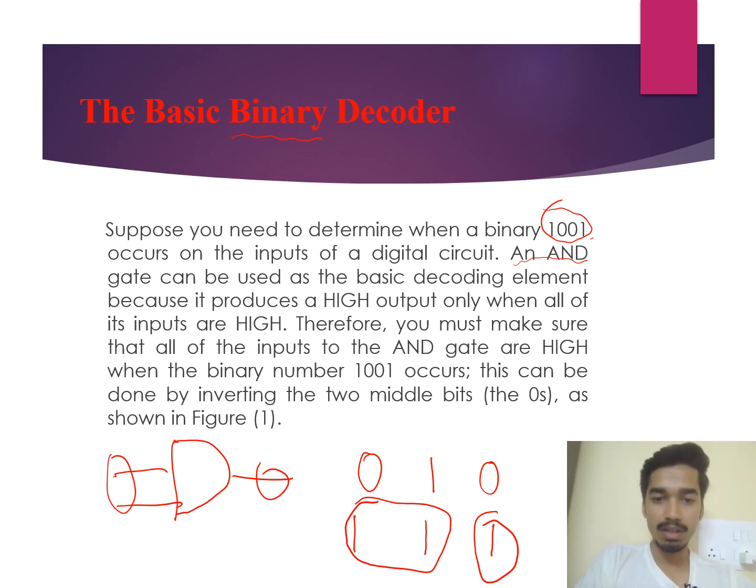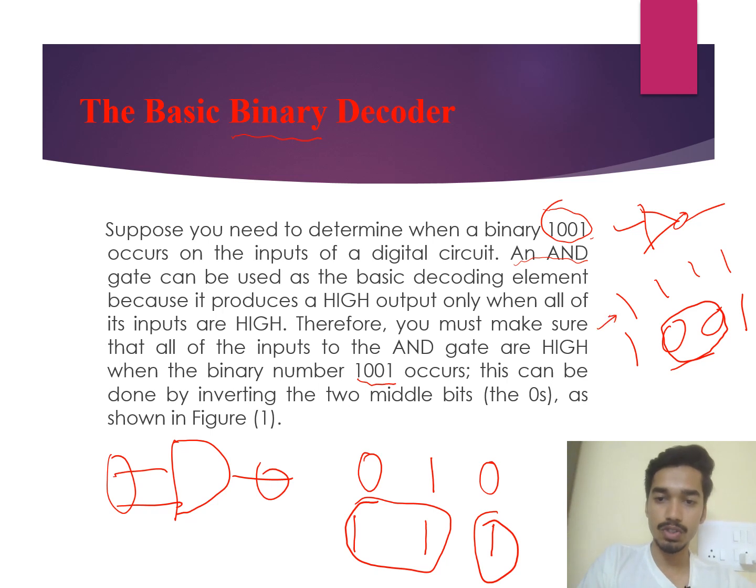So when the binary number 1001 occurs, this can be done by inverting the two middle bits. That is 1001. We are inverting these two bits, that is, applying a NOT gate. So after inverting, it will be 1 1 1 1. If you pass it through the AND gate, we'll get the output as 1.